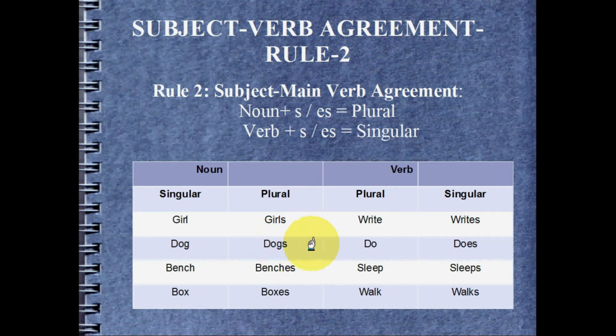Dogs sleep. A dog sleeps. A dog sleeps at our door regularly. Many dogs sleep at our door regularly. So this is your subject and main verb agreement. It is the main verb. So this you have to learn and remember.